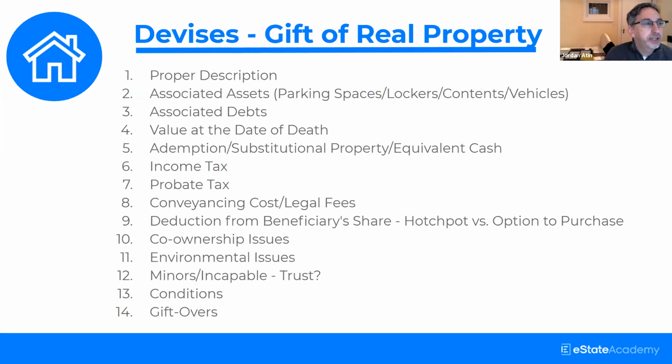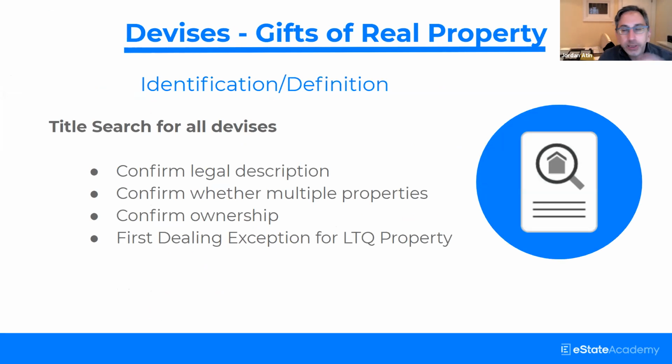So here are the issues that we came up with, even for those very simple kinds of absolute gifts. Let's just run through a couple of the drafting issues involved. As we talked about for personal effects, the identification and definition is important, but here it's even more important in some ways. So the first thing is to make sure that, for me, I would always do a title search if I'm doing a specific devise of real property.